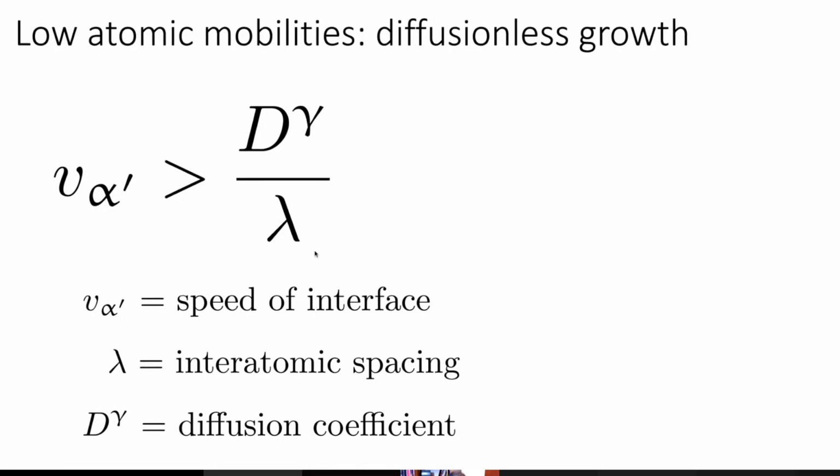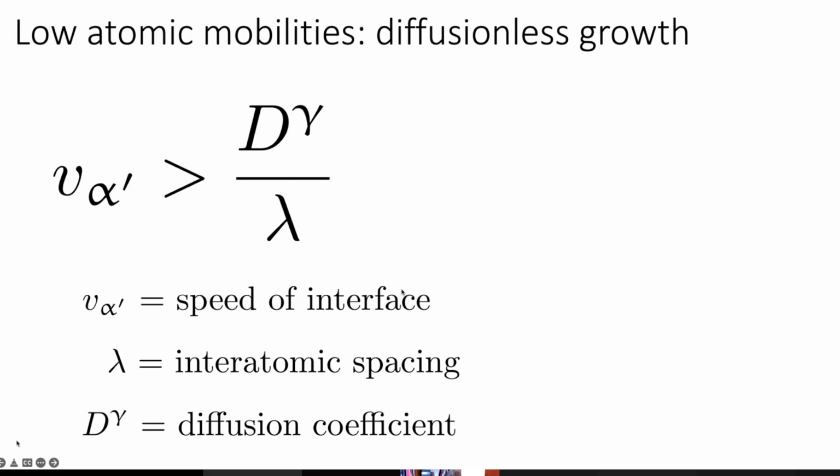So if the interface velocity exceeds the ability of atoms to jump away from the interface, then you get diffusionless growth. So this is a very basic and very simple equation, which tells you that if your interface velocity exceeds this number, the diffusion coefficient divided by the interatomic spacing, then there is no time for atoms to move out of the way, even though they may not prefer to be inside the martensite. So I'll come back to how to calculate this velocity later.